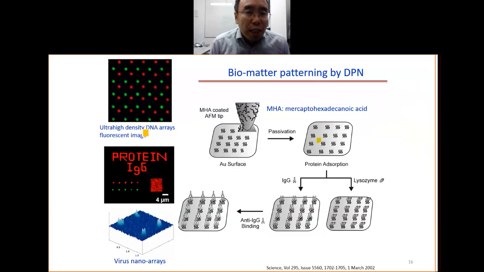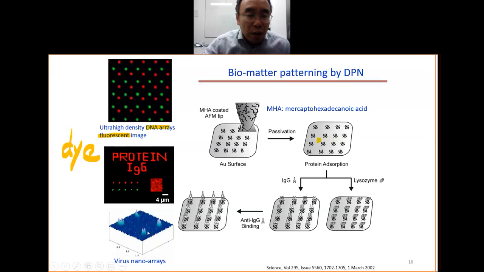Here is an ultra high density DNA array made by dip pen lithography. This one is protein. The different colors are because different proteins or different DNA are tagged with different fluorescent dye molecules.